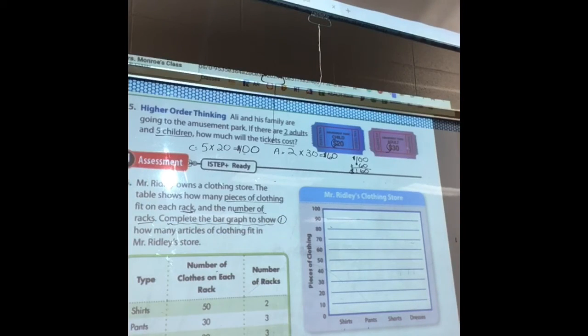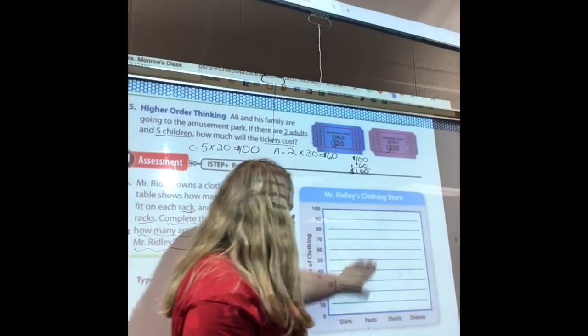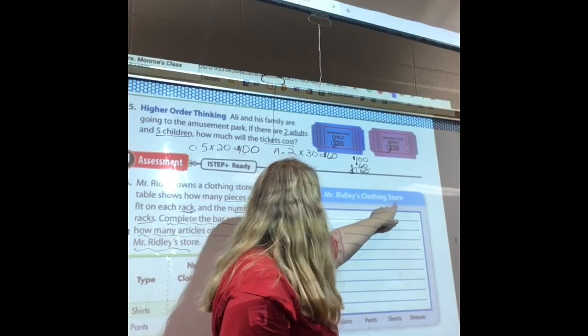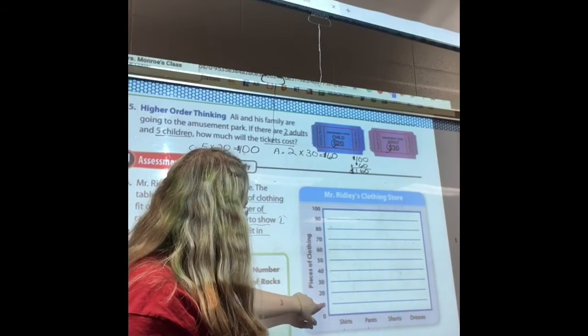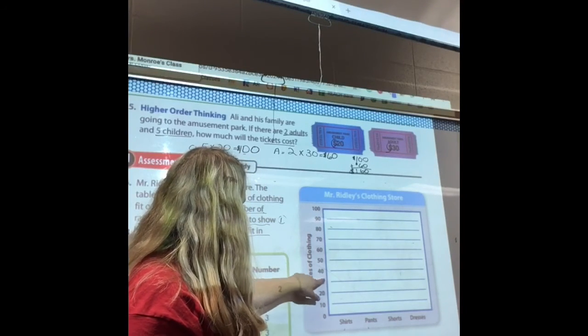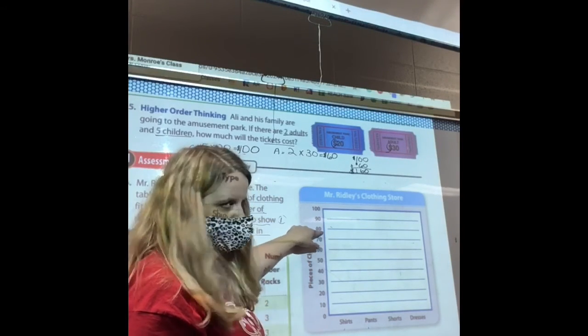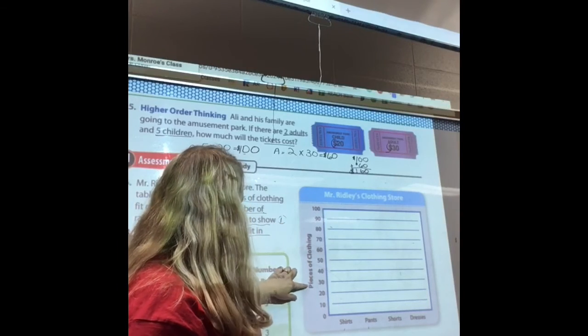How many articles of clothing fit in Mr. Ridley's store? Okay. So I can't just solve it. I got to do the graph too. So how many pieces fit in the store is the second one. The first one is complete the graph. Okay, so if I look over here, I've got the startings of a bar graph, right? So Mr. Ridley's clothing store. And I'm counting by what? What's my scale? I'm counting by tens. Tens, right?